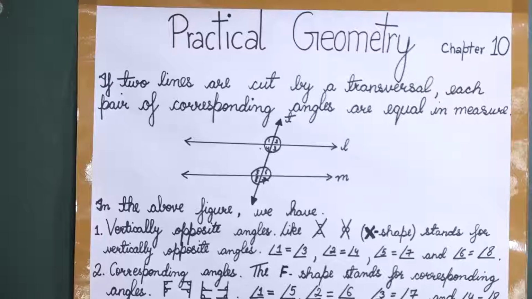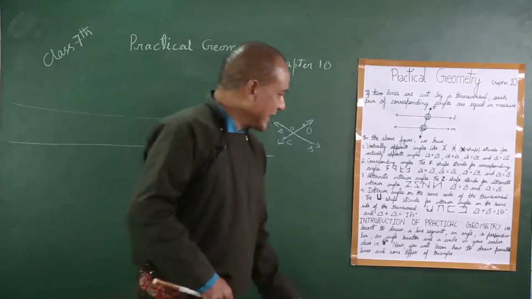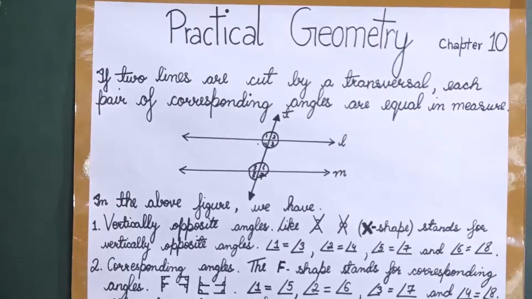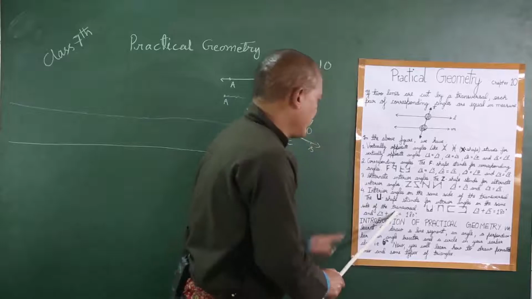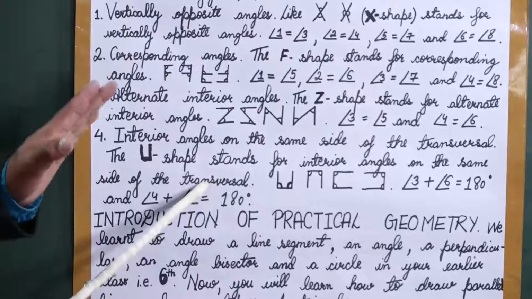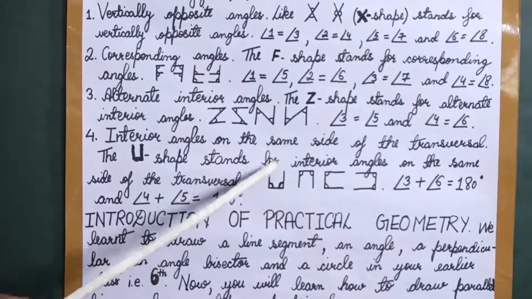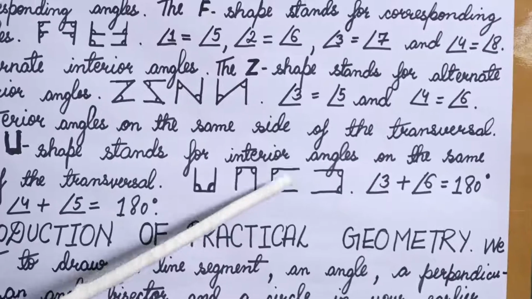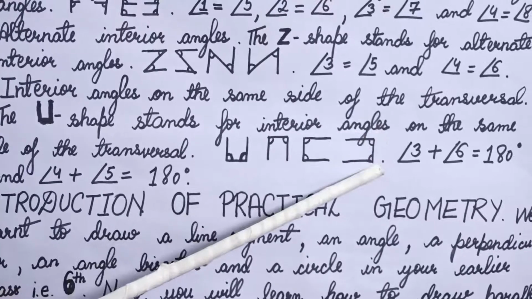So when you are talking about these angles, the sum of these angles is equal to 90 degree. So this is the effect which we explained here. Okay, so U shape stands for interior angles on the same side of transversal. When you have a U shape, then it is always interior angle on the same side of transversal. So this is the transversal, and these are two parallel lines.